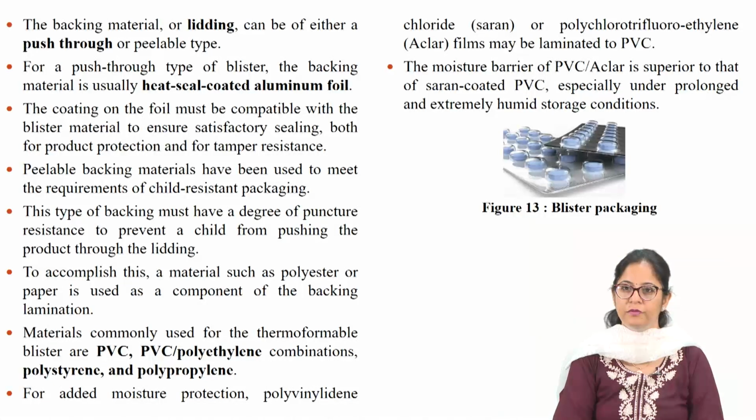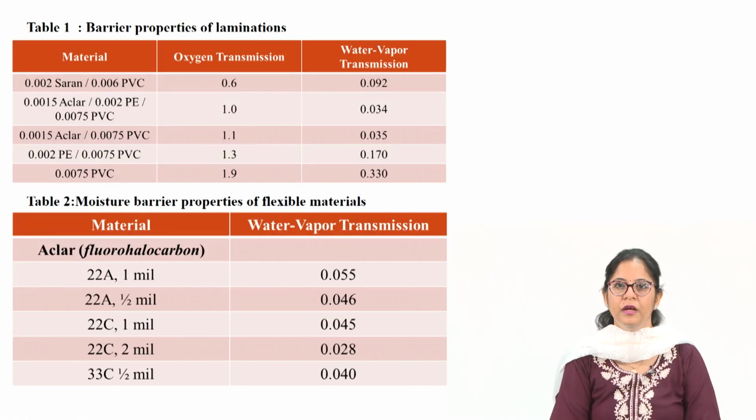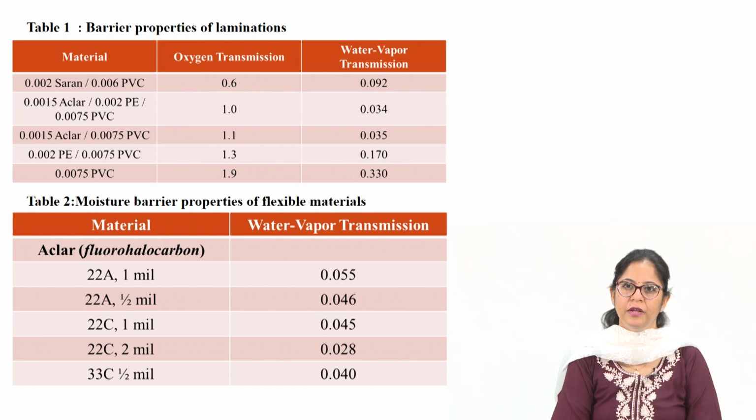For added moisture protection, polyvinylidene chloride or polychlorotrifluoroethylene films may be laminated to PVC. The moisture barrier of PVC acrylic is superior to that of saran coated PVC, especially under prolonged and extremely humid climatic conditions. So, the barrier protection properties of laminates and the properties of flexible films have been mentioned in tables 1 and 2.